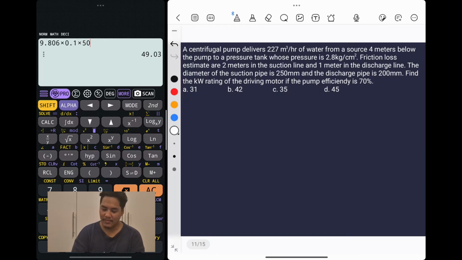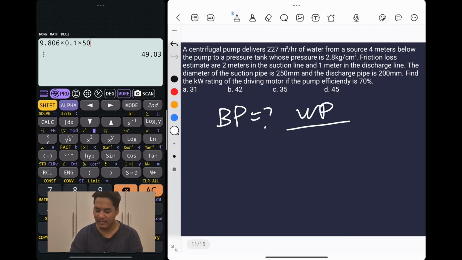So, para makuha to, ang hinahanap natin is BP. That is BP. It's unknown. So, meron tayo nito, water power over yung ating efficiency. Yun lang yan.